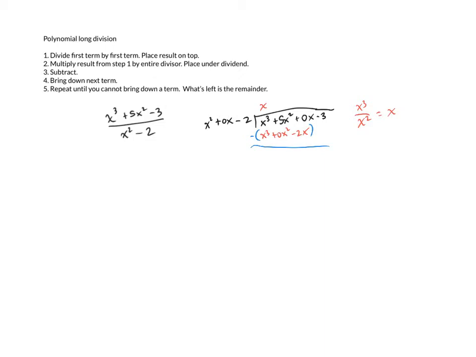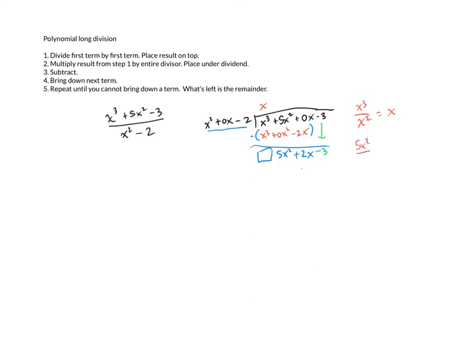X cubed minus x cubed is nothing. That should always be the blank spot because of the way we choose the thing that goes on top of the house. 5x squared minus 0x squared is 5x squared. And 0x minus negative 2x is plus 2x. So notice how my divisor has 3 terms in it, and the thing that's down here has only 2. So I'm going to bring down a term. If I had only 1 term here, I would bring down the next 2, so it kind of makes everything alignable. And then I'm going to repeat the algorithm again.